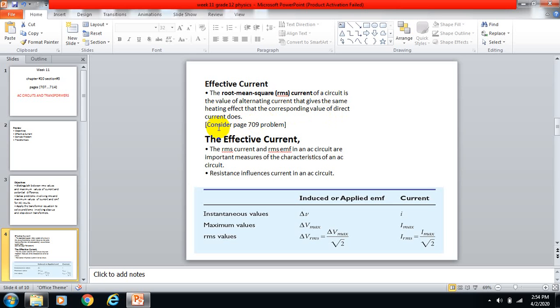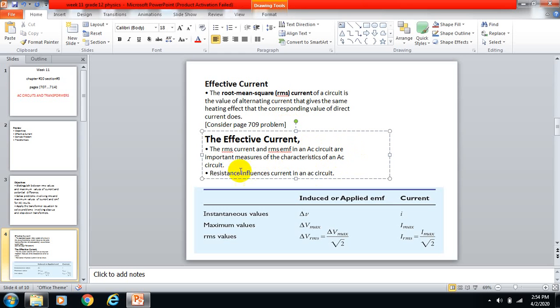Understand? For this, we have page 709. There is a problem regarding the effective current, root mean square. You must study that. The effective current, the RMS current and RMS EMF in an AC circuit, are important measures of the characteristics of an AC circuit.